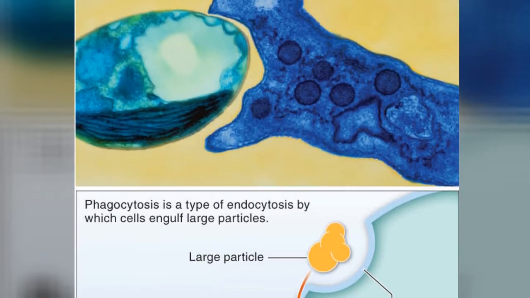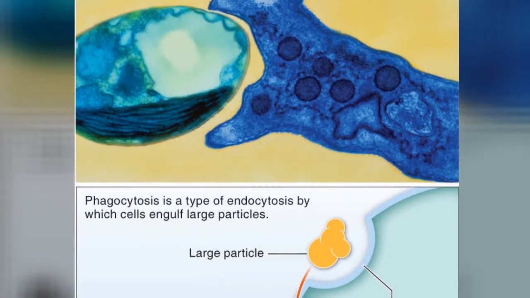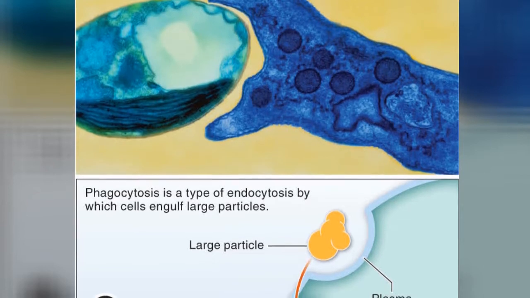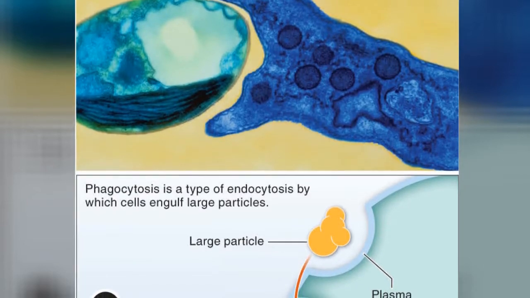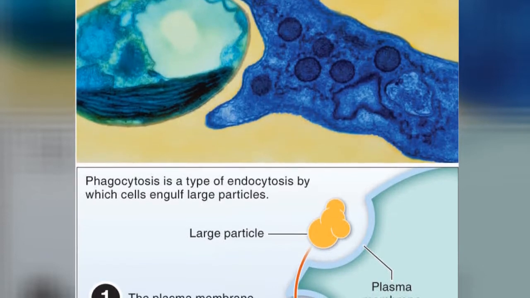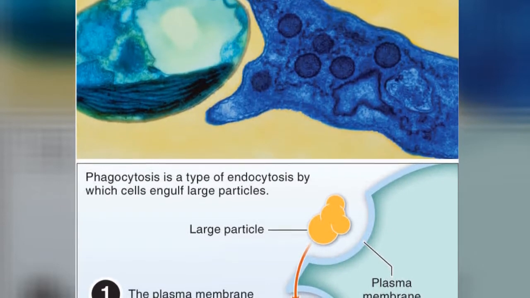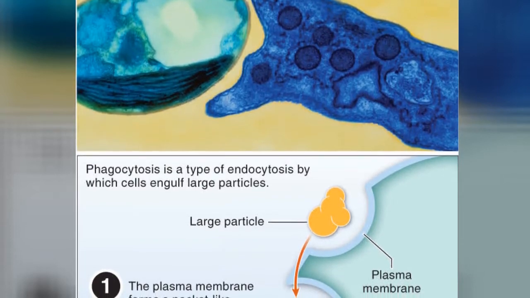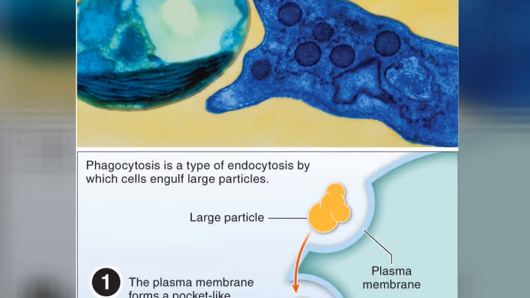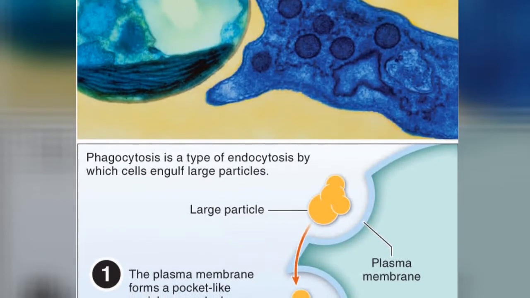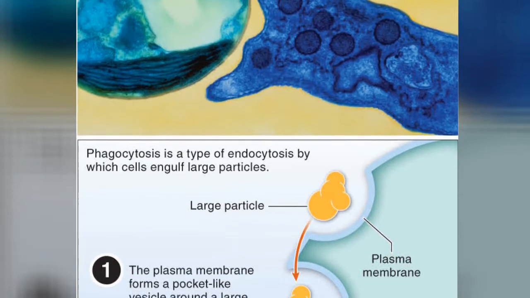There are three types of endocytosis. One is phagocytosis, the other is pinocytosis, and the other is receptor-mediated endocytosis. All three involve the basic process of the plasma membrane oozing around an object outside the cell, surrounding it, and forming this little pocket called a vesicle, and then pinching off the vesicle so that it is inside the cell, but separated from the rest of the cell contents.